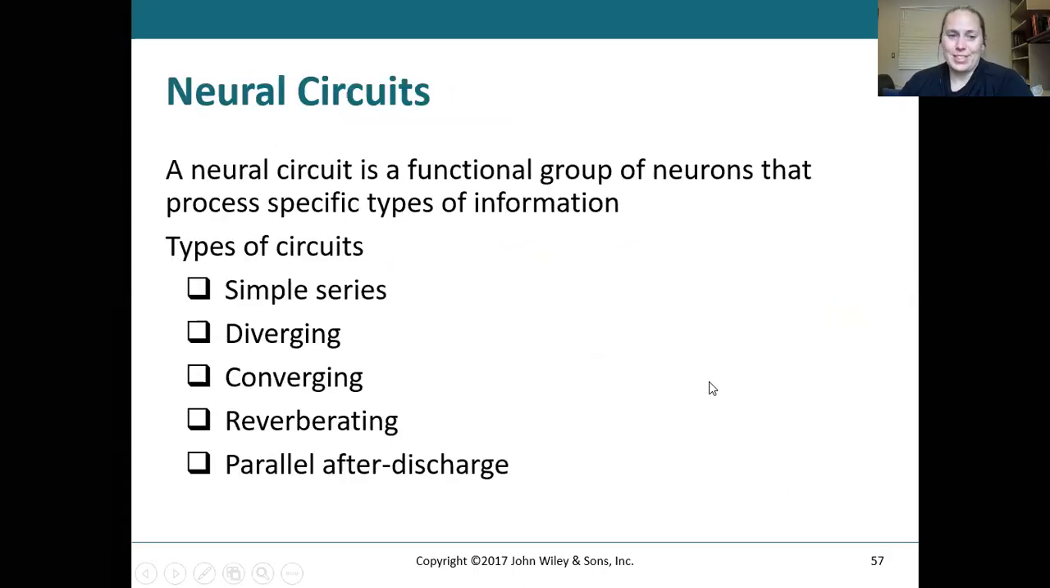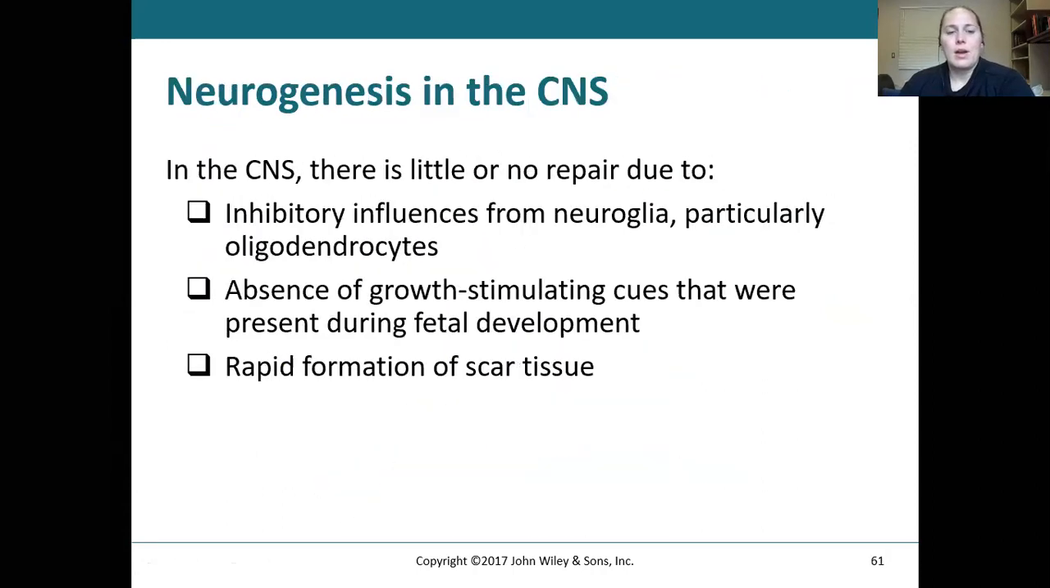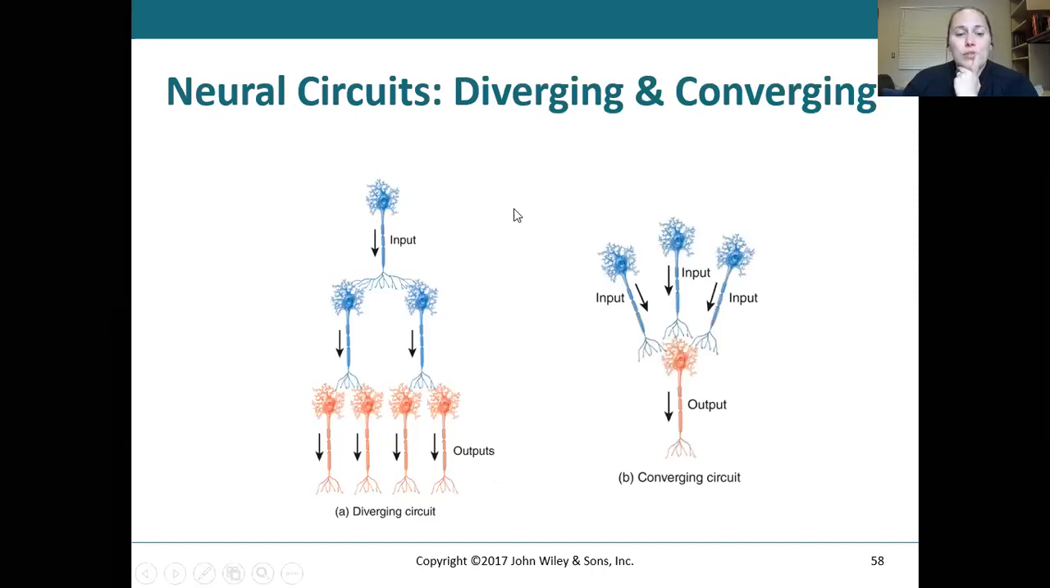Okay, neural circuits. Sorry, just trying to figure out how to pace out this last part. The way that the circuitry in a brain is put together can have a variety of structures. You can have a simple circuit, a diverging, a converging, or reverberating, or parallel after-discharge circuit. In terms of diverging and converging, usually with signals being sent from your central nervous system into your peripheral, you can have a diverging pattern where a single neuron releases input into more and more outputs, versus a converging circuit where you have multiple inputs onto a single neuron.